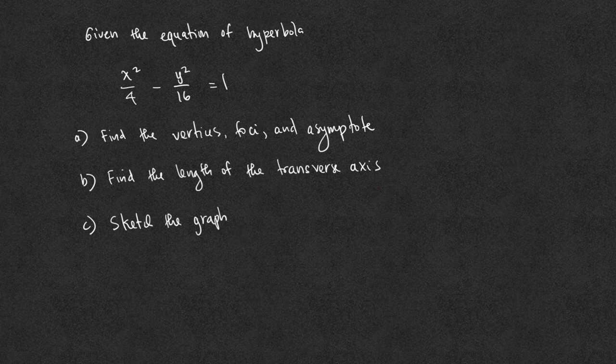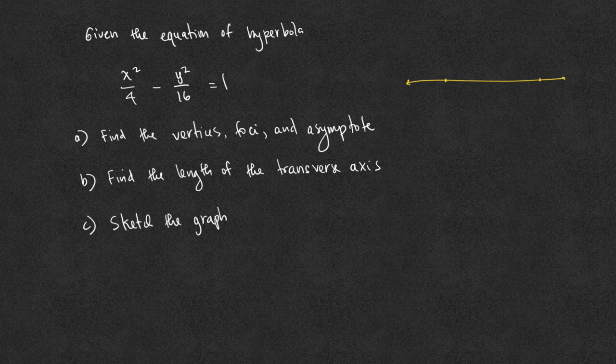Since the equation is of the form x squared over a number minus y squared over a number, we see that the vertices will be on the x-axis. Since the vertices are on the x-axis, the transverse axis is also horizontal. The vertices are the x-intercepts. This is when y equals 0, x equals negative 2 or 2.